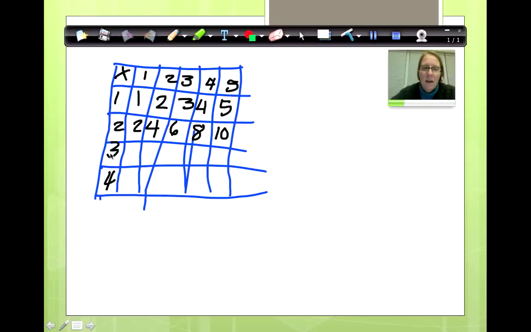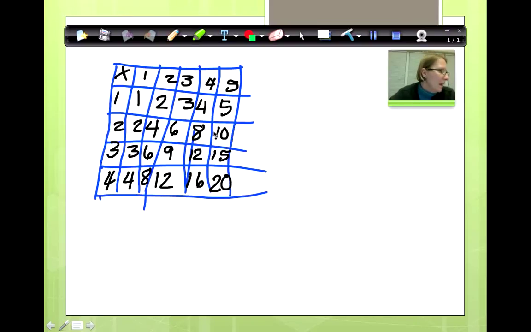Now let's do 3's. 3 times 1 is 3. 3 times 2 is 6. 3 times 3, 9. 3 times 4, 12. 3 times 5, 15. Now we do 4's. 4 times 1 is 4. 4 times 2, 8. 4 times 3, 12. 4 times 4, 16. 4 times 5, 20. Okay, so you got the top corner already done.